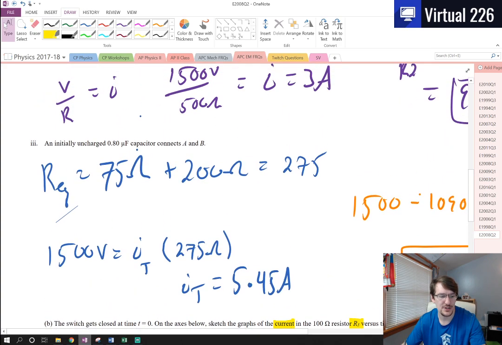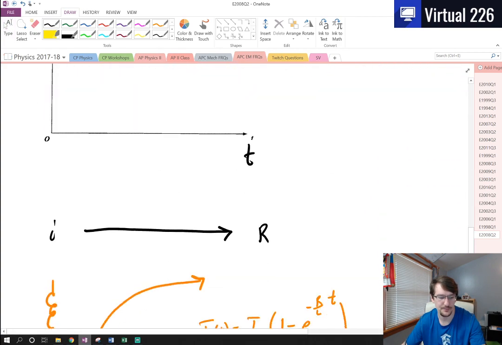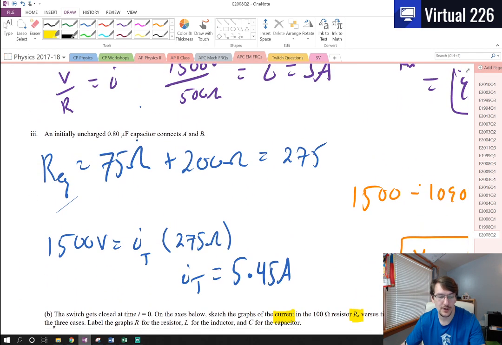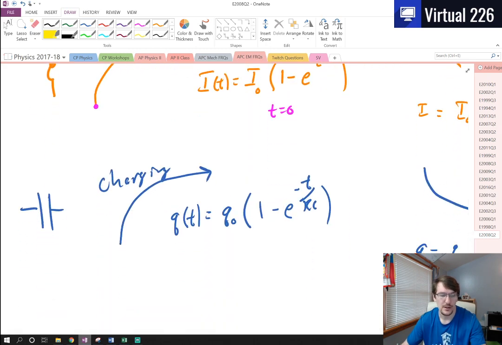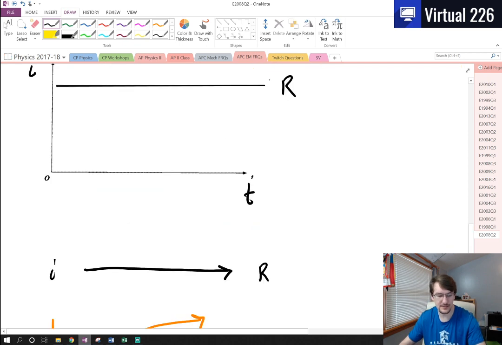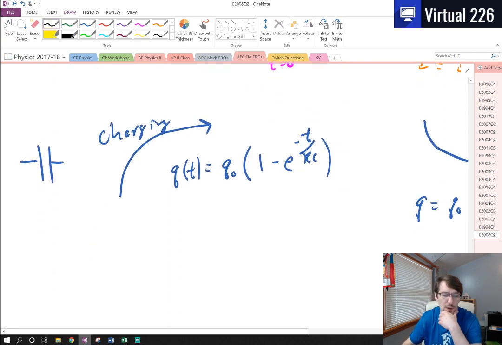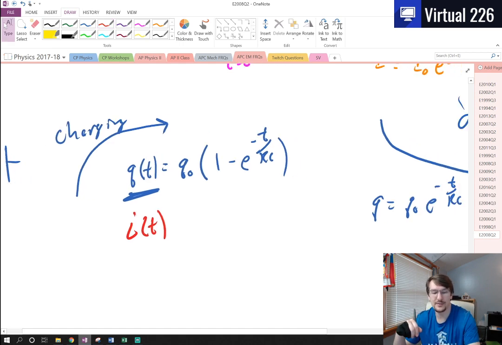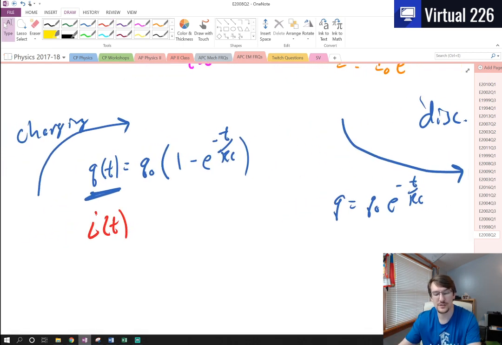So if we have an initially uncharged capacitor, then initially all the current is going through it. Now, this would be a charging capacitor here, but this equation here, which goes up like this, is looking at the charge. It is not looking at the current going through that cap. If we think about just the current, we know we're still going to have these shapes, but the current equations are actually flipped for these here.